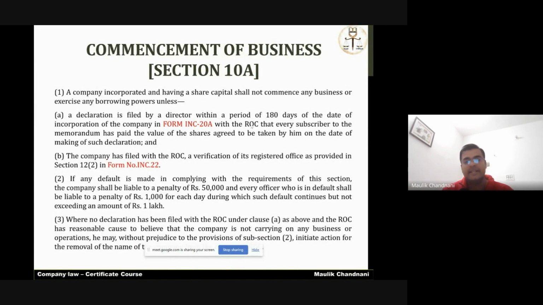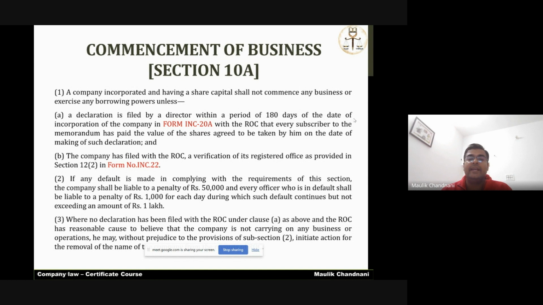Now, another section is Section 10A, commencement of business. Earlier, it was not there in the Companies Act 2014, but now it is there under 10A. If you have incorporated a company having share capital, you cannot commence your business. You cannot exercise any borrowing power. That is, you can't take any loan or debenture unless you have filed some declaration. What are the declarations?